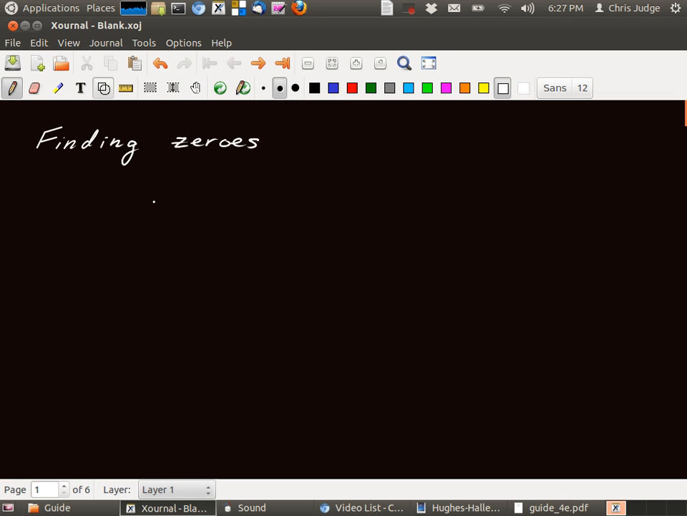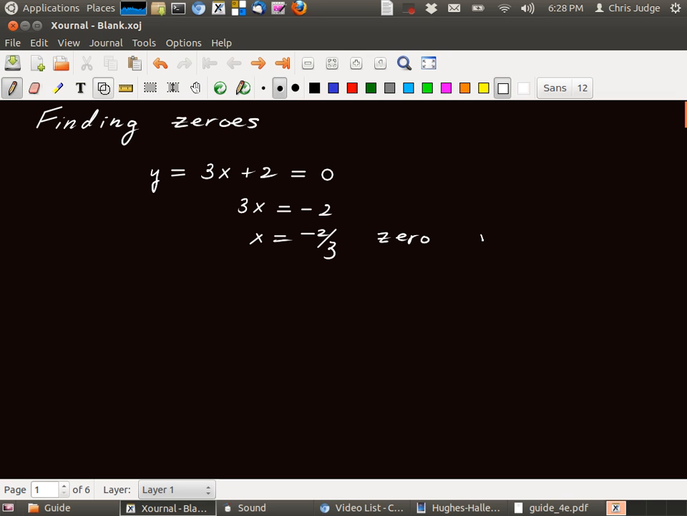The simplest case is when we have, say, a linear function that we can do pretty easily. We can just solve the equation very easily. So suppose we have y is equal to 3x plus 2. Then we want to figure out where this function is equal to 0. So we set this equal to 0, then we solve for x. So we have 3x is equal to minus 2, and then x is equal to minus 2/3. So that's the zero. It's where the function is going to be 0.